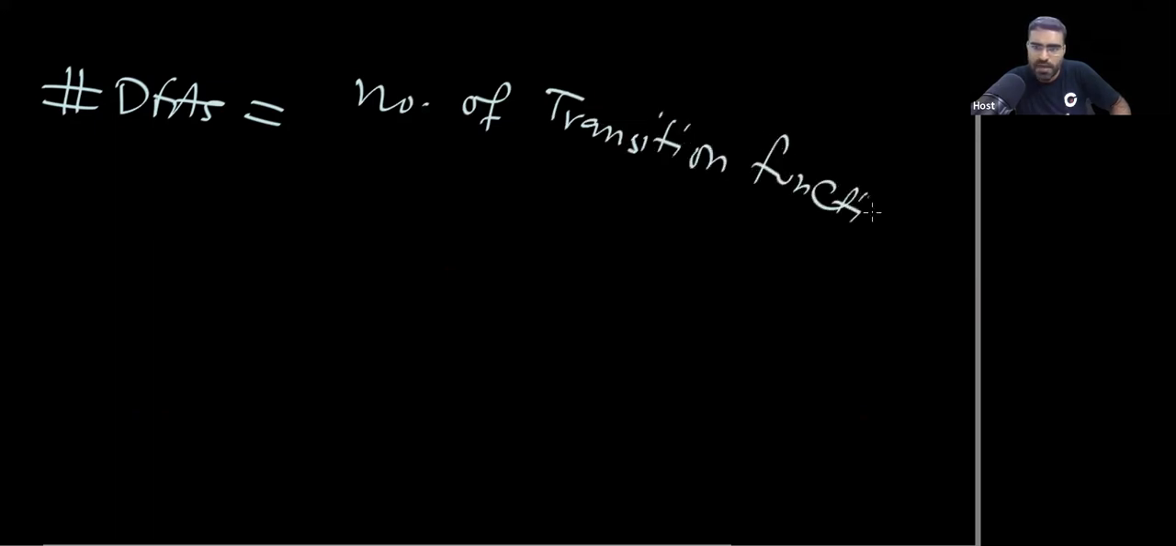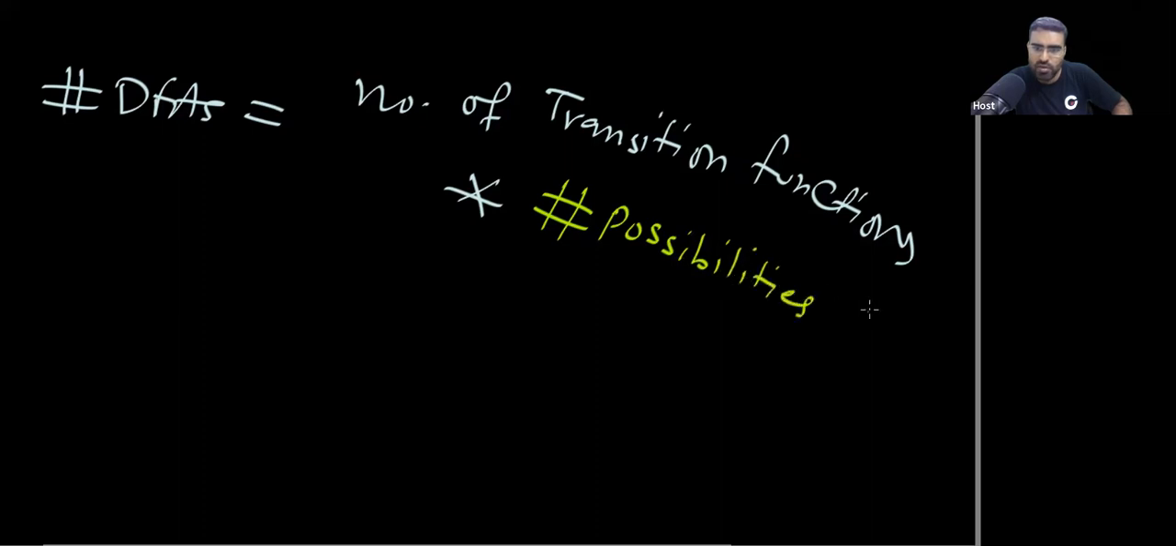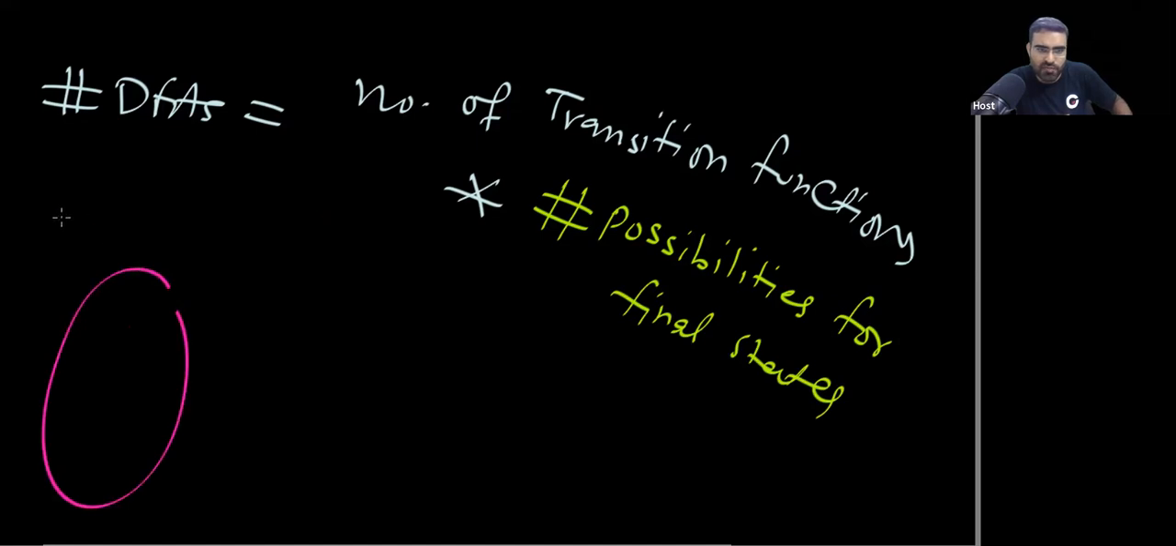Just find out how many transition functions there are. That will be the number of transition functions. Just find out how many transition functions you can create, multiplied by the number of possibilities for final states. Okay, so tell me how many transition functions you can create. What will be the number of transition functions?